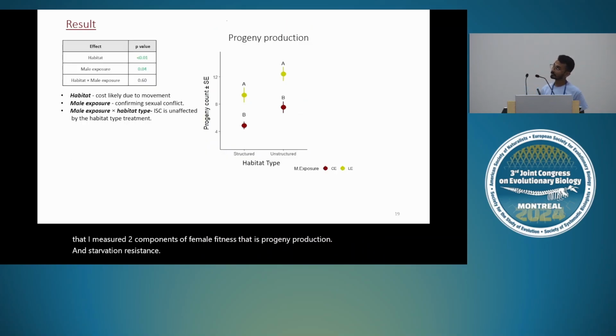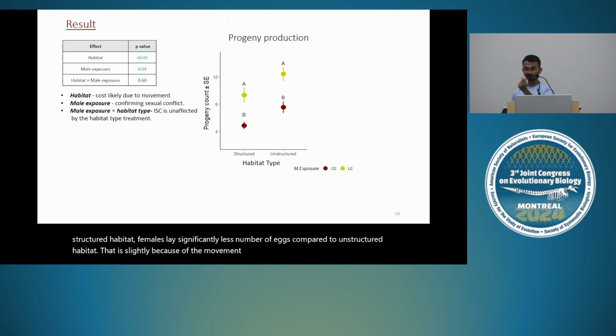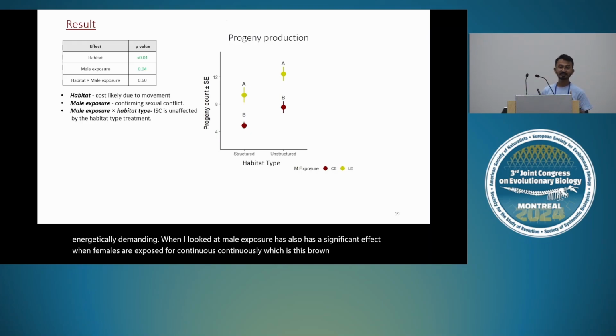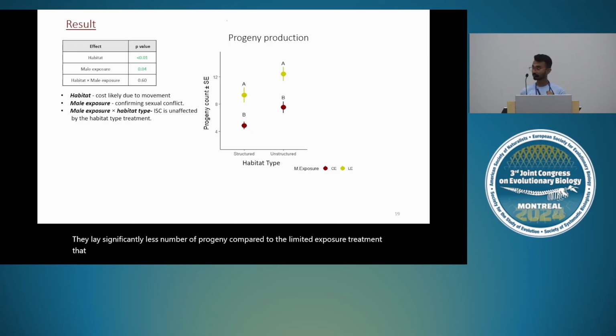What I found when I looked at progeny production, I found a significant effect of habitat. In structured habitat, females lay significantly less number of eggs compared to unstructured habitat. That is likely because of the movement cost. This movement across patch is energetically demanding. When I looked at male exposure, it also has a significant effect. When females are exposed continuously, which is this brown dot, they lay significantly less number of progeny compared to the limited exposure treatment. That suggests that there is sexual conflict. However, this effect of male exposure did not vary with habitat as I predicted.